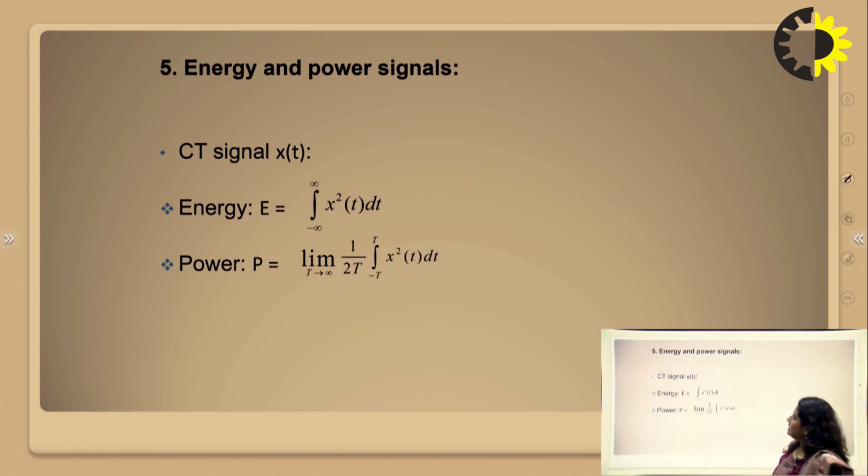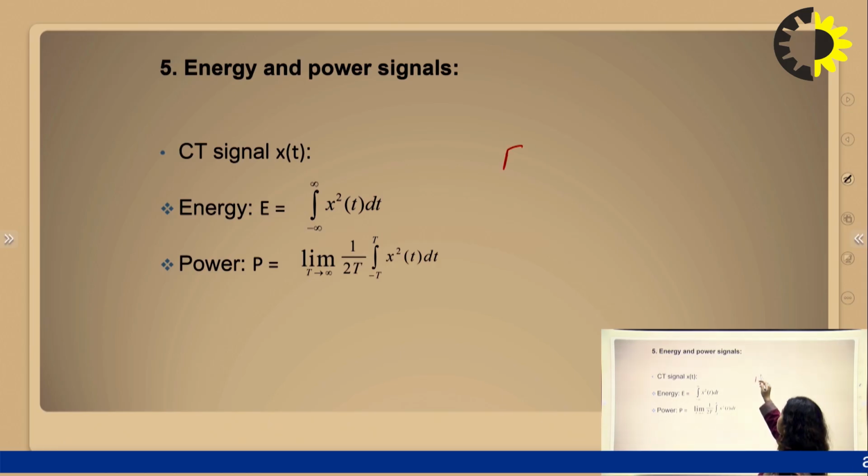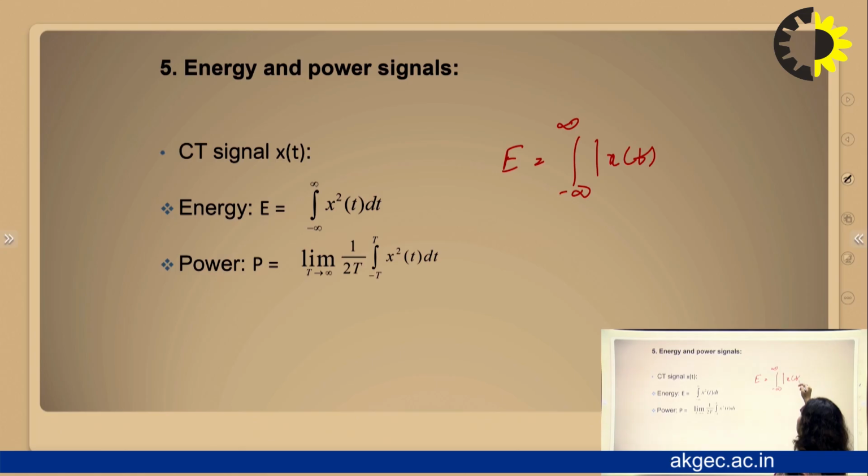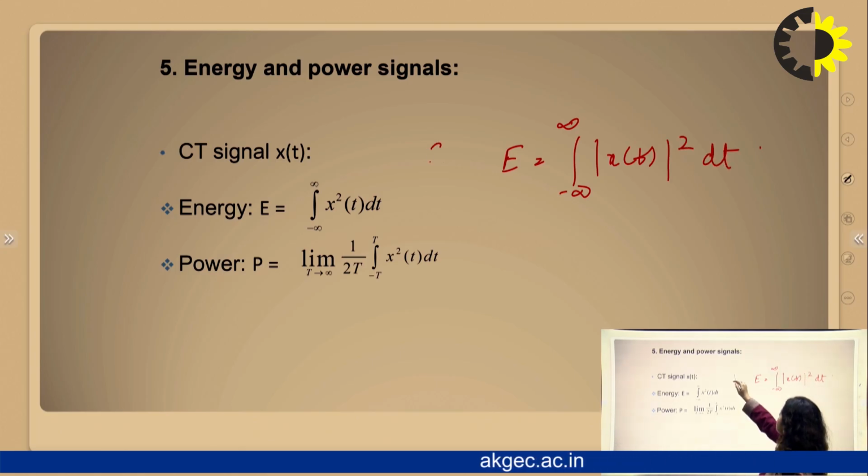Next category is energy and power signals. Energy signals are those signals which contain some form of energy, which can be expressed in the form of a formula: the integral from minus infinity to infinity of mod of x(t) squared dt. Similarly, this is in the continuous domain.